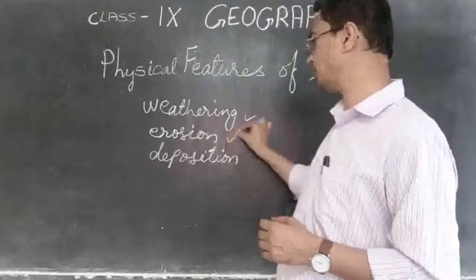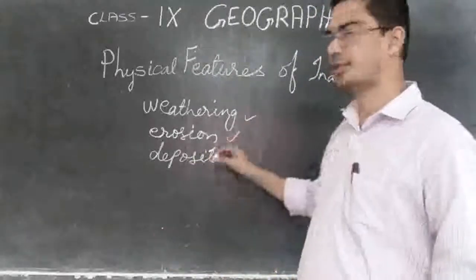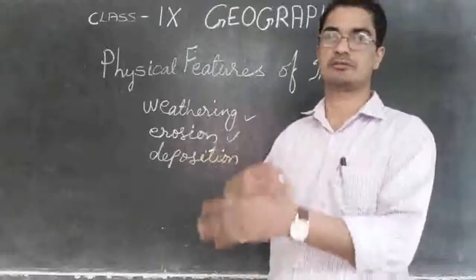Then erosion. Soil erosion is a very familiar term for us. So erosion: the stone that is in the river is going on rolling.